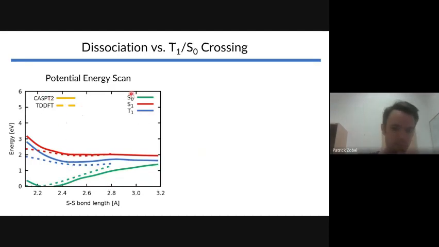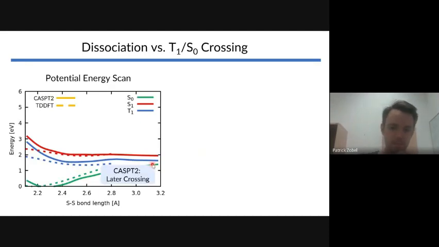And here you see in green the ground state, and in blue the T1 state. Solid lines are the CASPT2 potentials, while the dashed lines are the TDDFT potentials. You see, they are kind of similar. The only thing is that with TDDFT you get a crossing at around 2.8 angstrom, which is at much shorter distances than you would get with CASPT2.